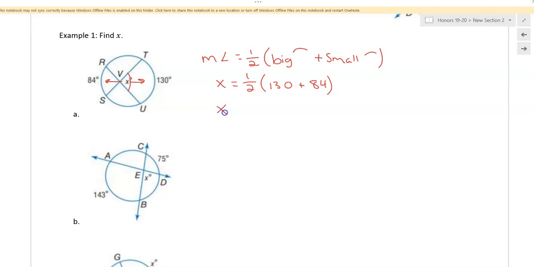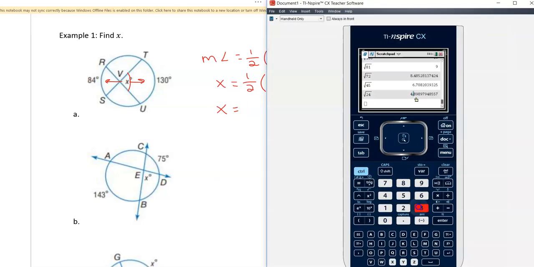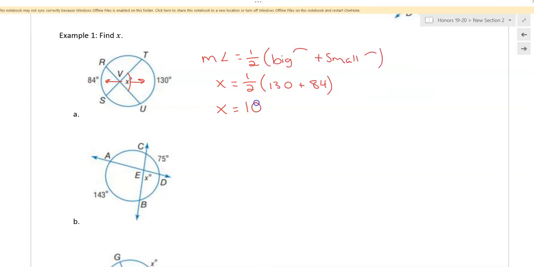Okay. Our variable's over here, so I could just type this whole thing in my calculator at the same time. 1/2 times 130 plus 84. And we get 107 degrees. Easy peasy lemon squeezy.